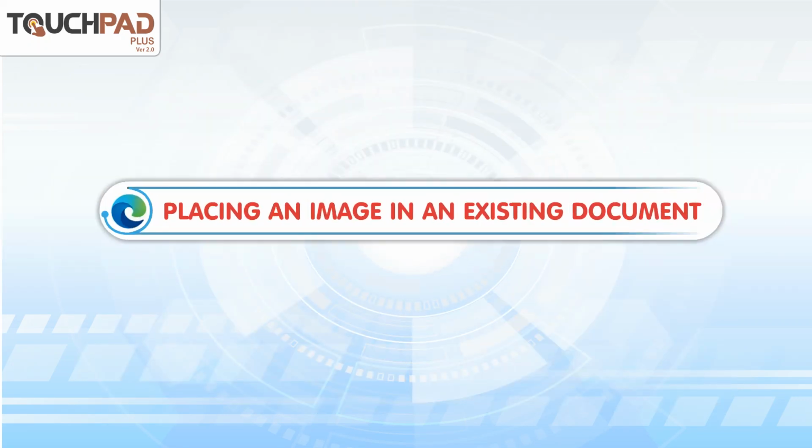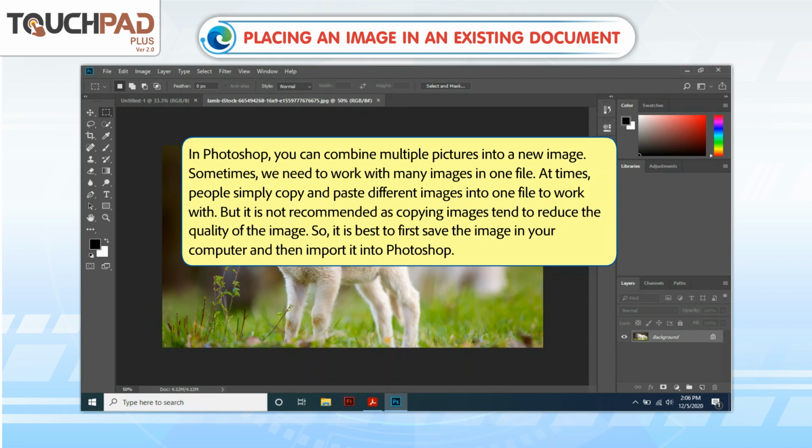Placing an image in an existing document. In Photoshop, you can combine multiple pictures into a new image. Sometimes, we need to work with many images in one file. At times, people simply copy and paste different images into one file to work with. But it is not recommended, as copying images tends to reduce the quality of the image. So, it is best to first save the image in your computer and then import it into Photoshop.